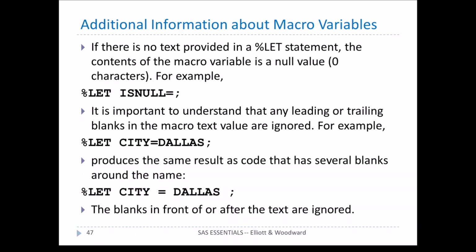I'm going to call it is null. So %let is_null = and then there's nothing there, completely blank. And that's going to have a null value, or nothing. It's also important to understand that any leading or trailing blanks in a macro text are ignored. For instance, if I have %let city = Dallas, or %let city = blank Dallas, those are all going to resolve to the same thing.